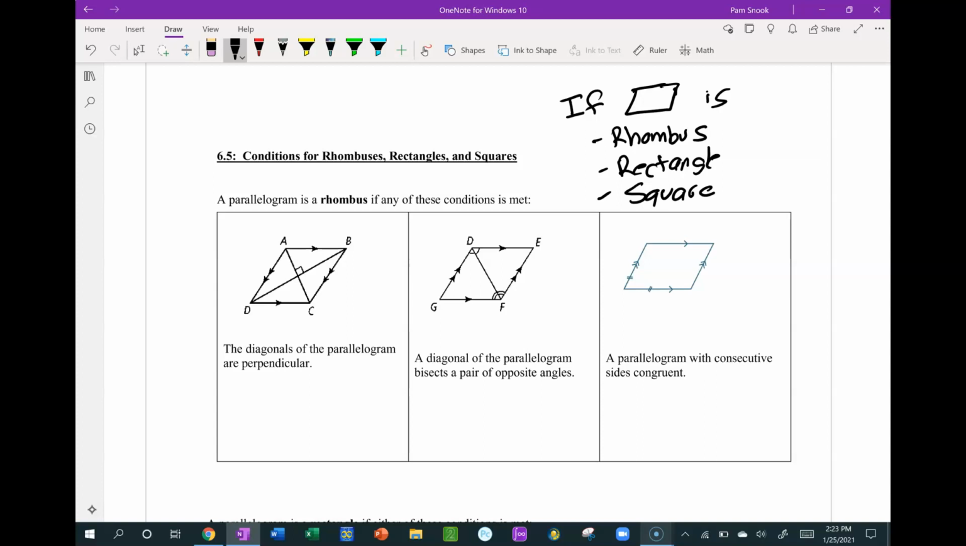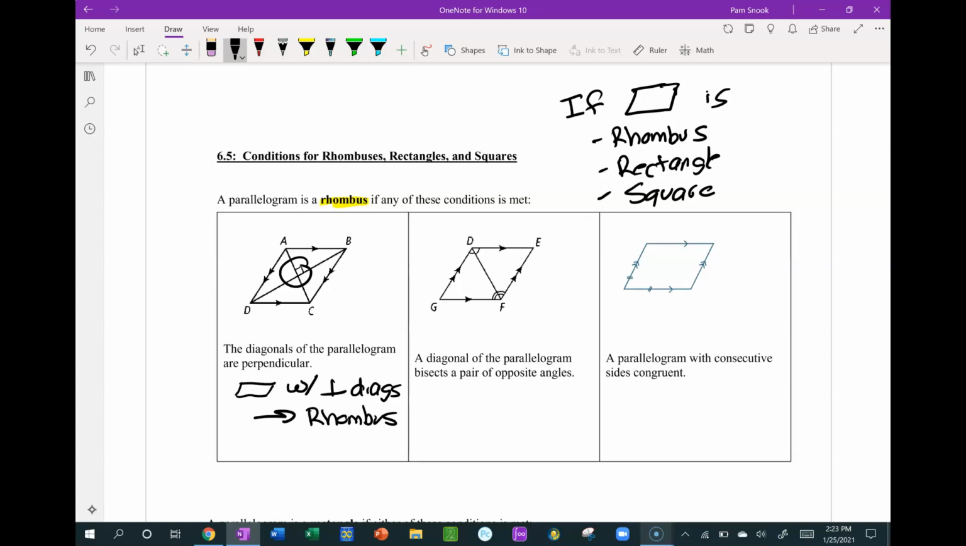So first up, a parallelogram is a rhombus. These are rhombuses if any of these conditions is met. First one is that the diagonals of the parallelogram are perpendicular. So in shorthand, I would say parallelogram with perpendicular diagonals implies a rhombus. And that's all I need.